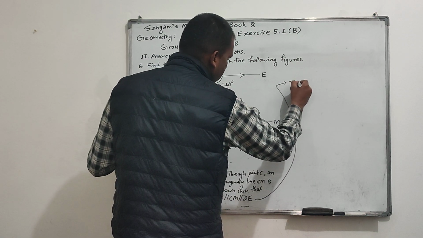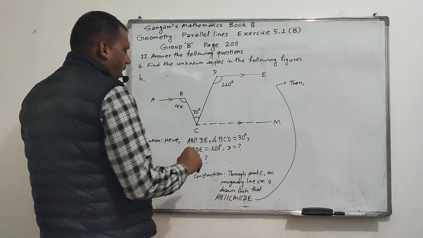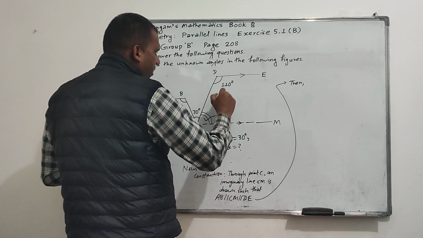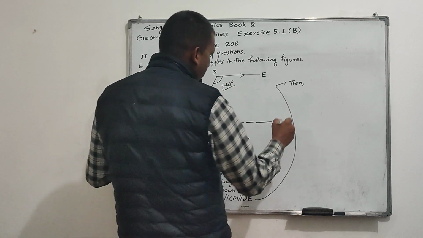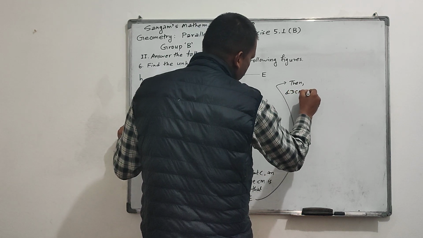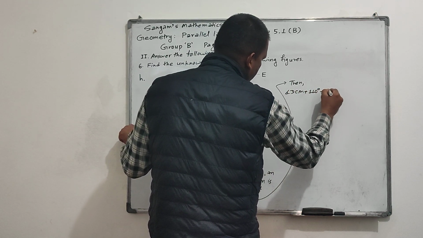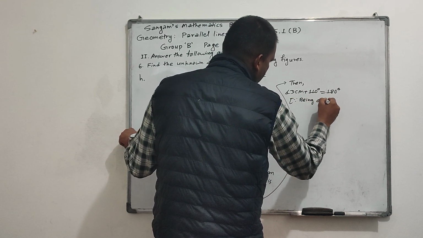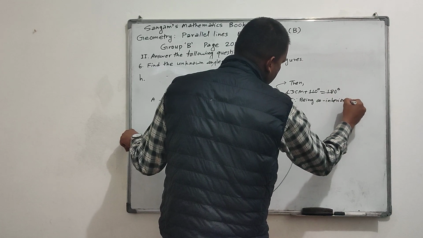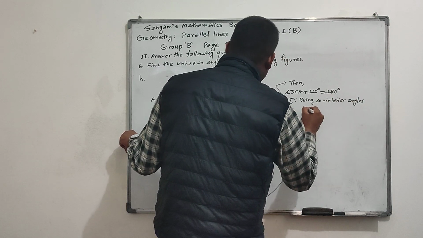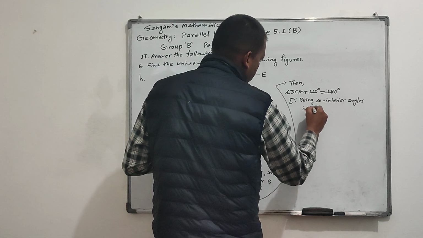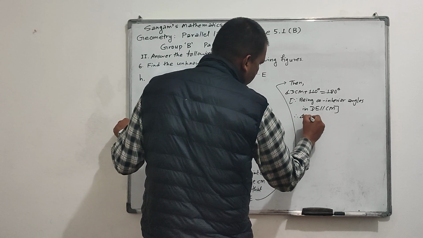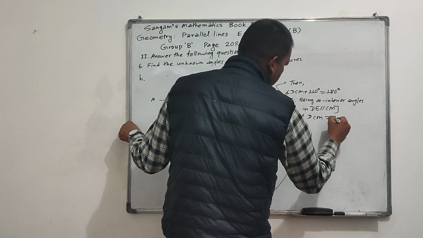Then angle DCM and 110 are co-interior, so we can write angle DCM plus 110 equal to 180 degrees, because being co-interior angles in DE parallel to CM. Therefore, angle DCM is equal to 180 minus 110, 70 degrees.